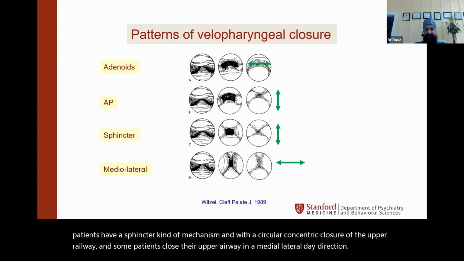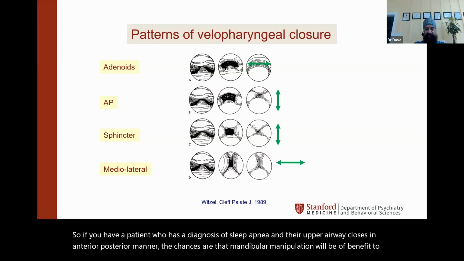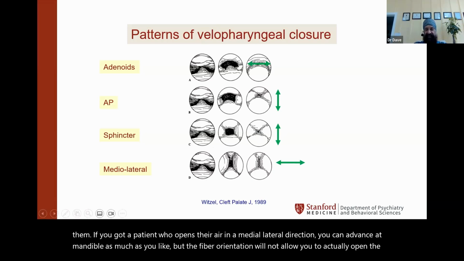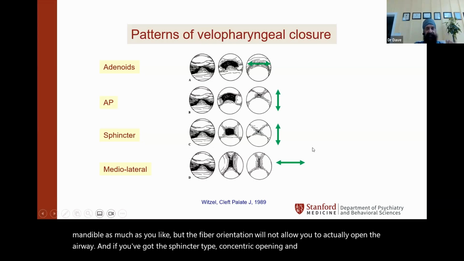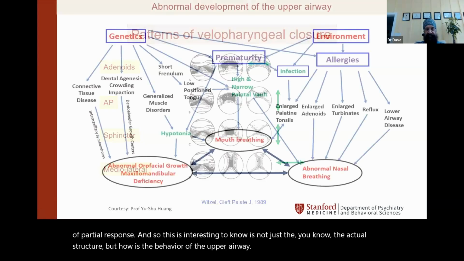So if you have a patient who has a diagnosis of sleep apnea and their upper airway closes in an anterior-posterior manner, the chances are that mandibular manipulation will be of benefit to them. If you've got a patient who opens their airway in a medial-lateral direction, you can advance that mandible as much as you like, but the fiber orientation will not allow you to actually open the airway. And if you've got the sphincter type, concentric opening and closing, there will be a kind of partial response. So this is interesting to know: it's not just the actual structure, but how the behavior of the upper airway is going to affect the clinical response.